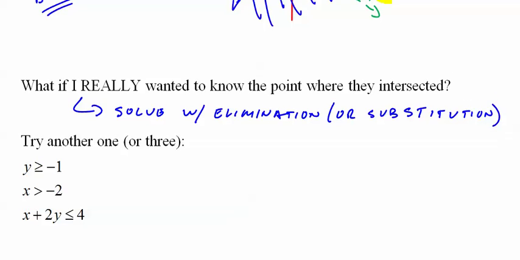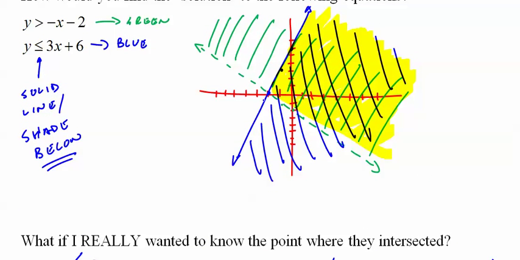For example, let's imagine I solved this with substitution or elimination, and I came up with negative 2, 0. I would check, negative 2 minus 2 is 0, good. Negative 6 plus 6 is 0, and I would hopefully do a better job than that. Negative 2 comma 0.